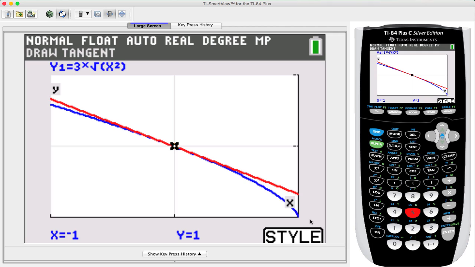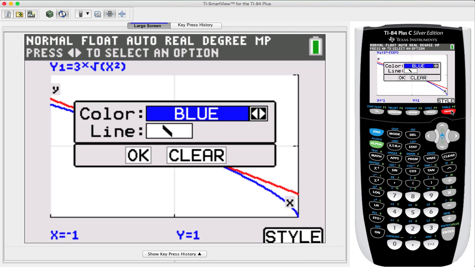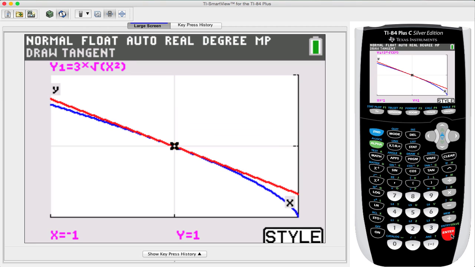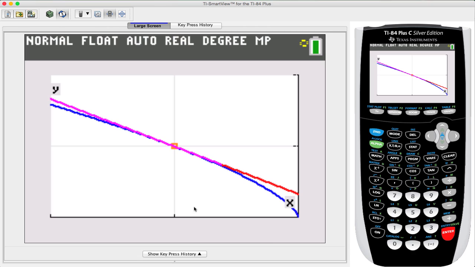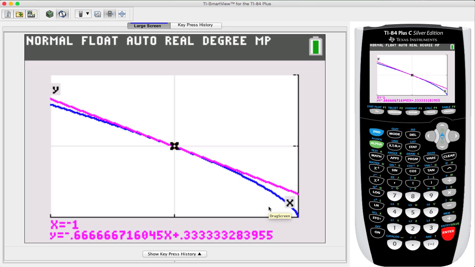When the tangent functionality comes up where it says draw tangent, I want to first change the style. I don't want it to be blue because that would interfere with the current function that's graphed. Let's change it to magenta so it's more easily seen. Let's press enter, keep the line as it is, and press OK. And we want to draw that point of tangency at the point where x is equal to -1. So I enter that, then I press enter, and we see that the magenta line comes in directly over the red line, which was the equation for the tangent line that we figured out by hand.